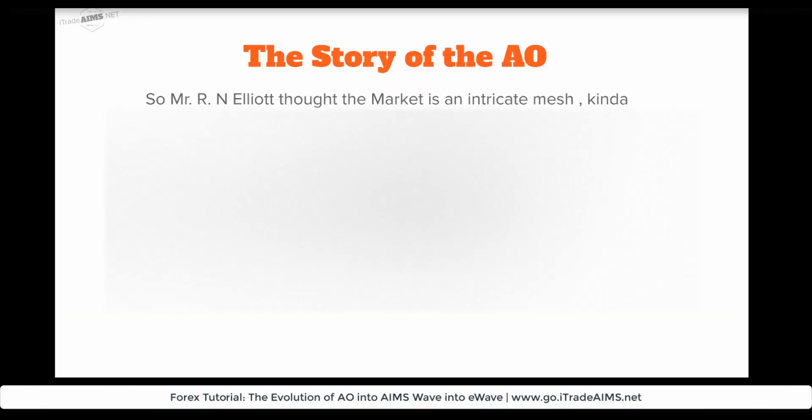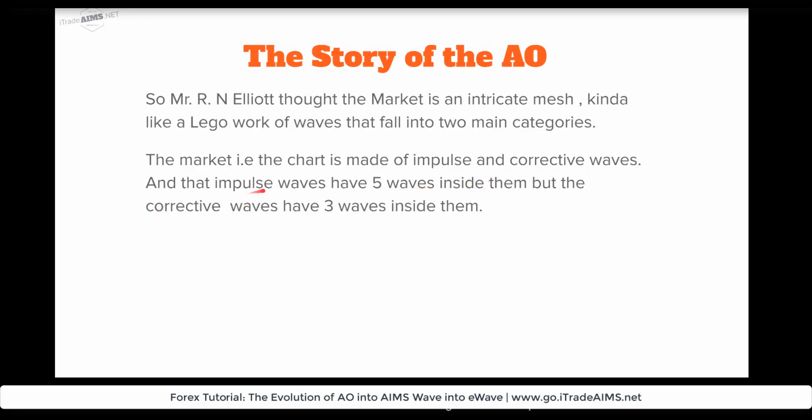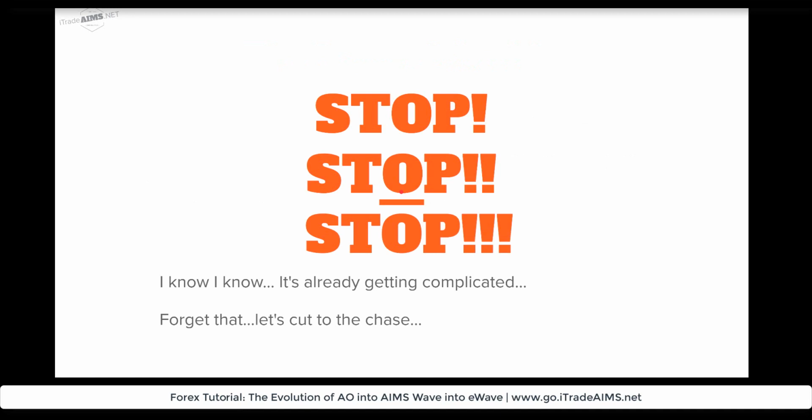The market, that is the chart, is made of impulse and corrective waves, and impulse waves have 5 waves inside them. But the corrective waves have 3 waves inside them. Stop, stop. I know, it's already getting complicated, right? Forget that. Let's cut to the chase.